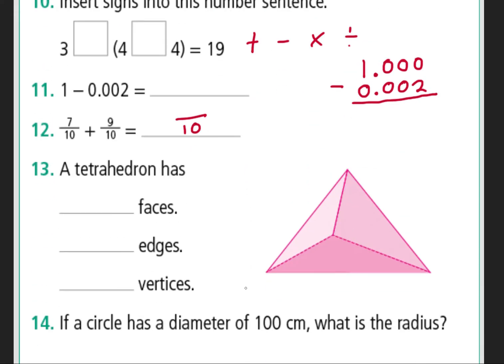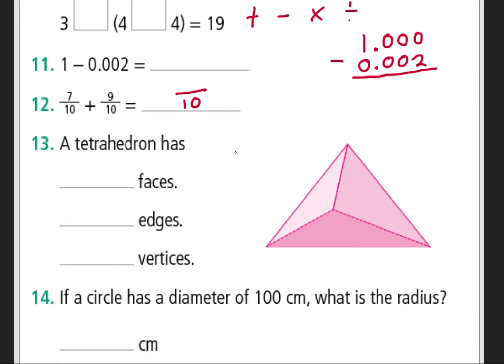Number 13, a tetrahedron. That's this shape here, a 3D shape, 3-dimensional, has how many faces? Okay, so the faces are the bits you could actually draw a face on. How many edges? Now these are the edges here. Okay, I'm not going to draw all of them, but that's 2 edges there. And the vertices are the corners where the edges meet. Okay, so there's 1, 2, 3 vertices. So I'll leave you to count up the rest of them there.